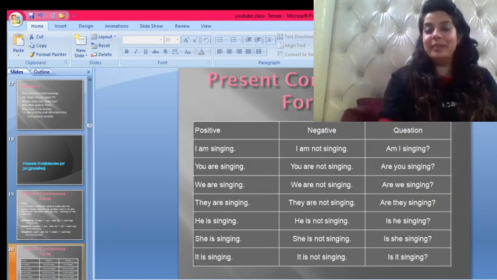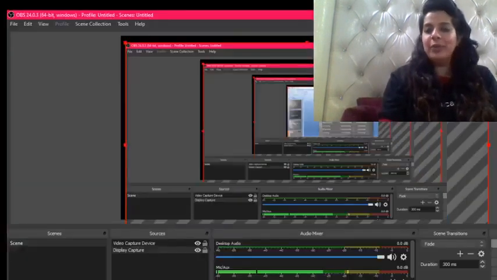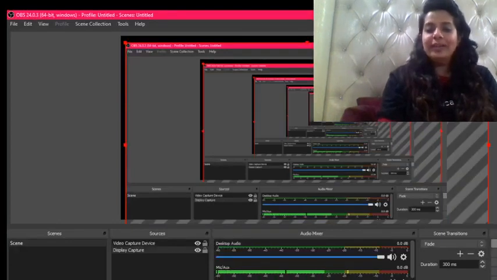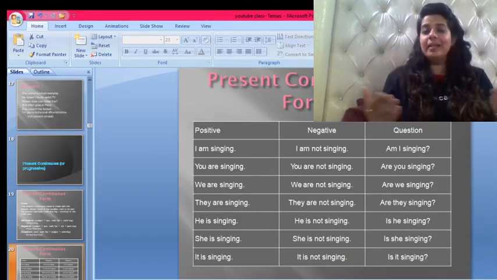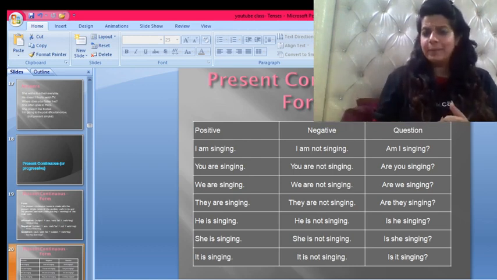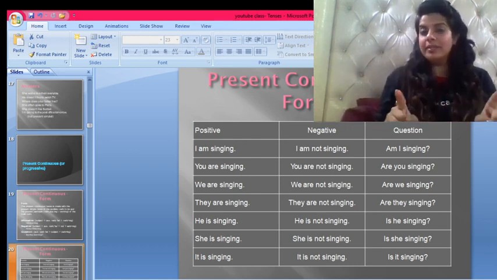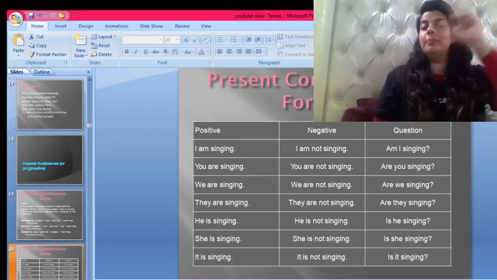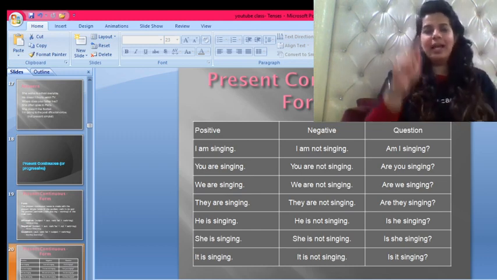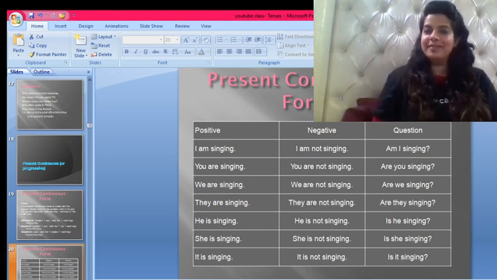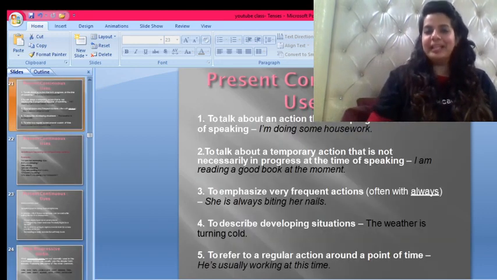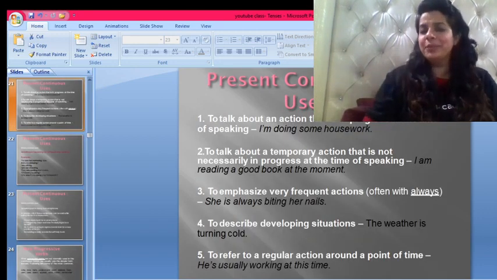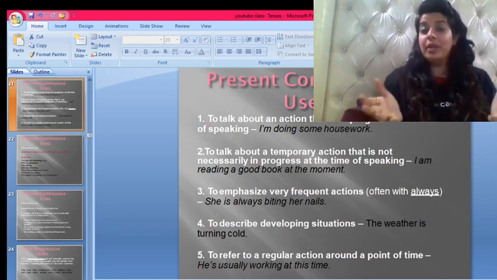Now, here's the table in front of you, and you can have a quick view of all the examples. I am singing, I am not singing. Am I singing? You are singing, you aren't singing. Are you singing? It is singing, it is not singing. Is it singing? What am I doing? I am putting the helping verb in the beginning, same format, and the question mark, and I get an interrogative sentence.